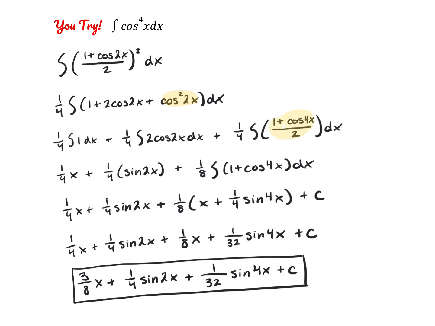Be careful, this one is 1 plus cosine of 4x because now the angle inside is already 2x. And then we can pull out our constant here, and this is now something we can integrate. So that gives us x and then 1/4 sine of 4x. And then from here, it's just a matter of distributing and combining like terms.